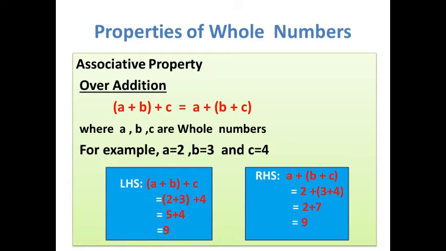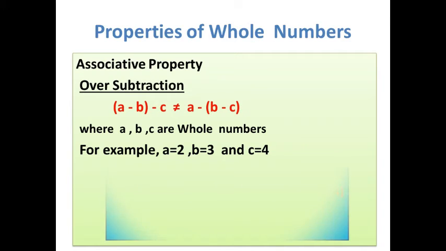It is applied to addition of whole numbers, like in natural numbers where it was applicable. So let us check whether it is applicable over subtraction or not. To understand this, we take an example: a equal to 2, b equal to 3 and c equal to 4. Here we are changing the operation, from plus to subtraction.